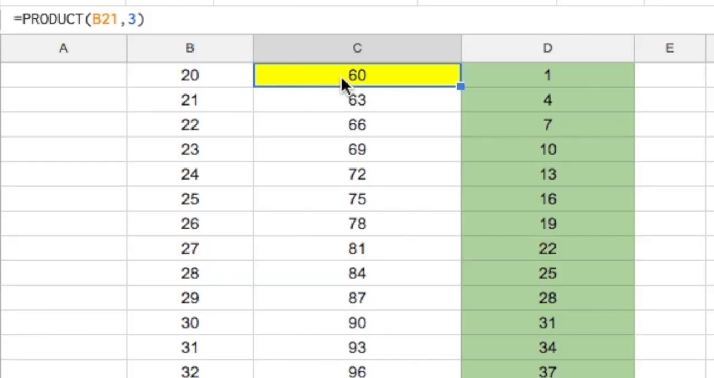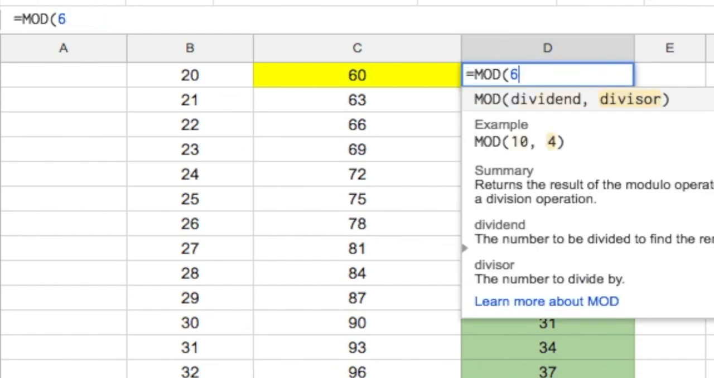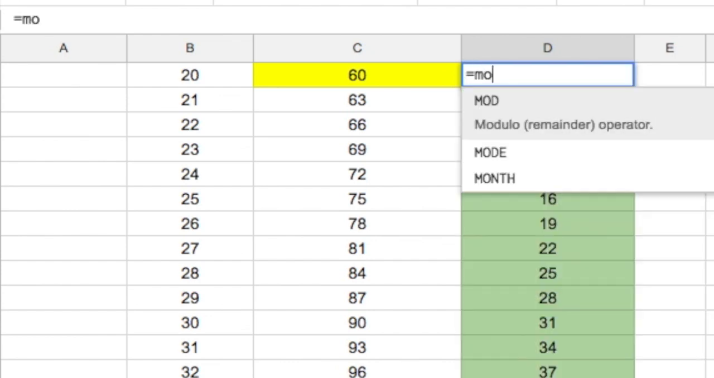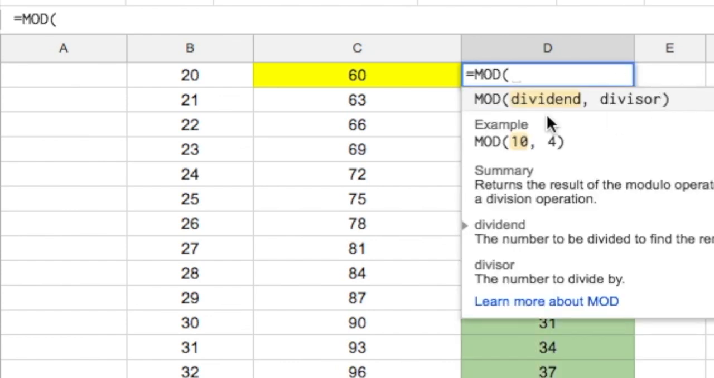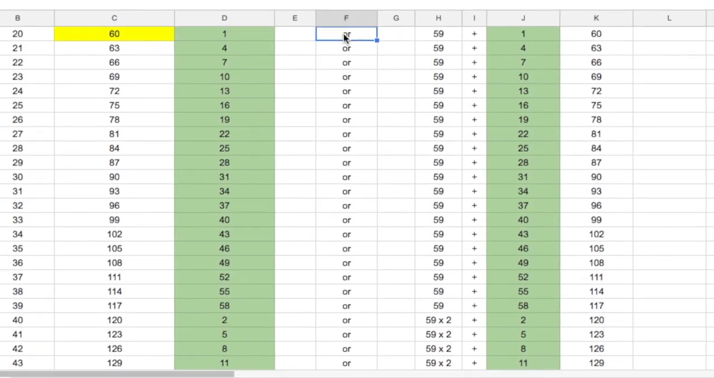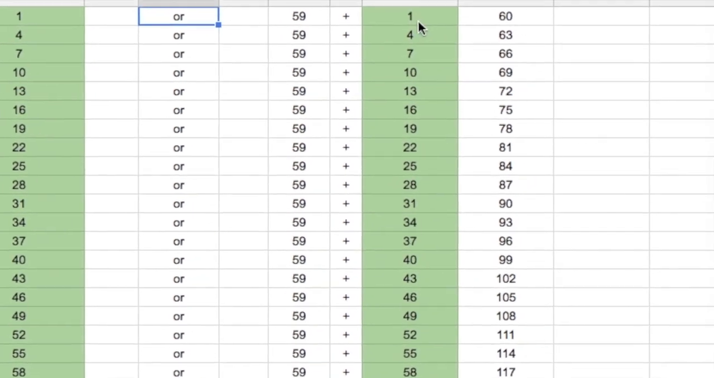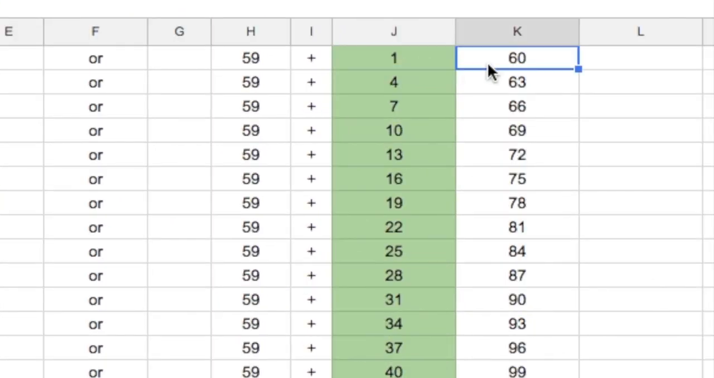Again, I put the numbers in a spreadsheet to not lose track. 20 times 3 equals 60. And in this column, I'm trying to find the remainder. So I'm going to use the modulo operator, where the dividend, in this case, is 60, divided by the divisor, which is our mod that we're using, which is 59, to get a remainder of 1. On this side of the spreadsheet, I laid it out differently: 59, which is our mod, plus our remainder equals 60.